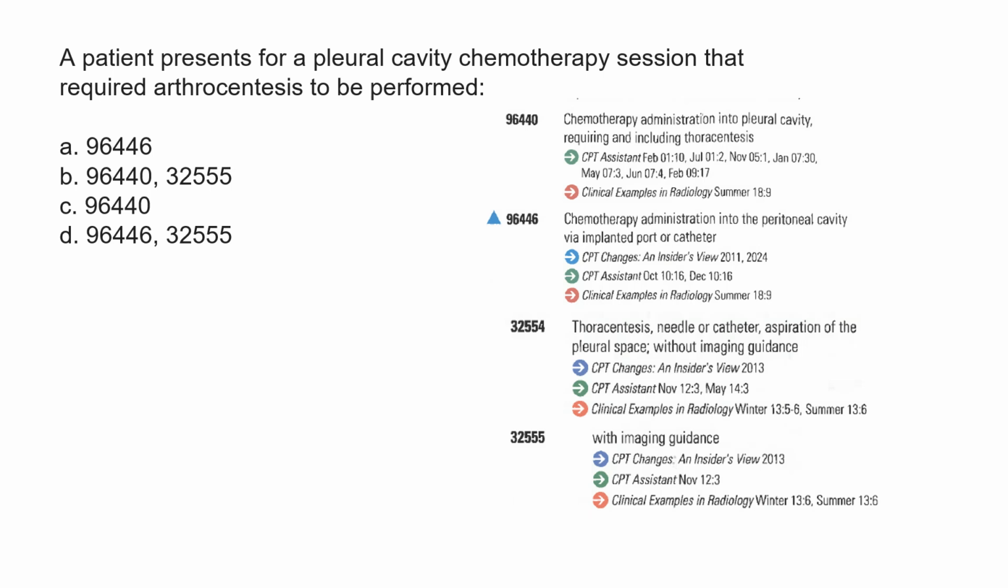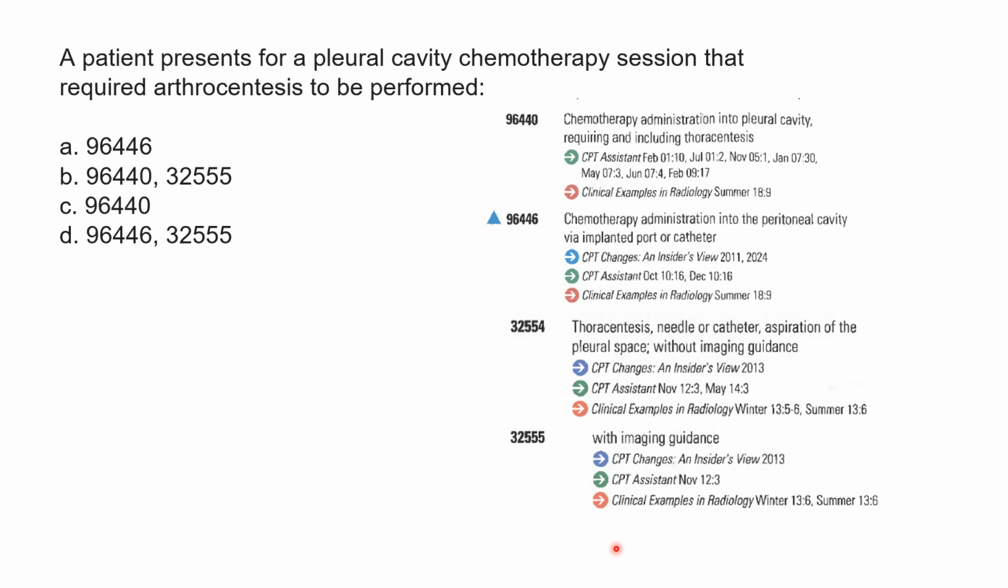Now a patient presents for a pleural cavity chemotherapy session that requires thoracentesis to be performed. So what is the answer? Now you have all these codes. If you look at the first code, it is 96446 and 96440. So first find out which is the correct code. Chemotherapy administration into the pleural cavity requiring and including thoracentesis, and here it is chemotherapy administration into the peritoneal cavity via implanted port or catheter. So 96440 is the correct code. We will definitely require that code.